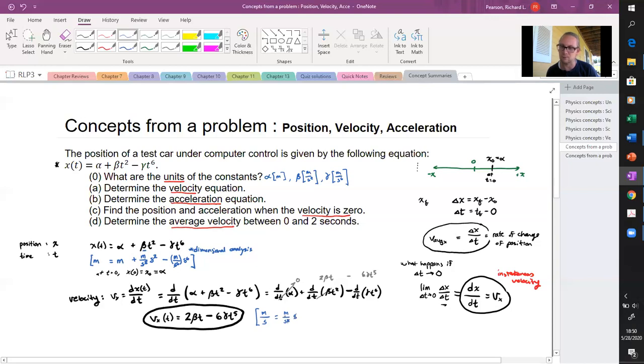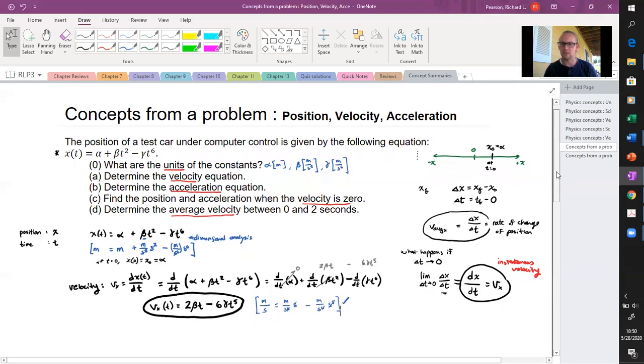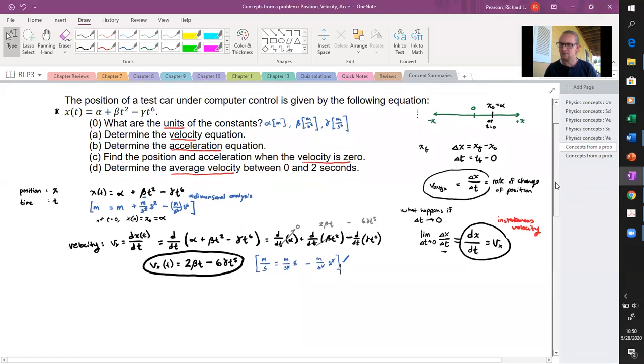So that means we end up with a meter per second there. And we are subtracting a gamma, which is meters per second to the 6th times seconds to the 5th, which means that we have meters per second again. So that's good, our dimensions work out. Okay. All right. So that is the relationship between position and velocity.